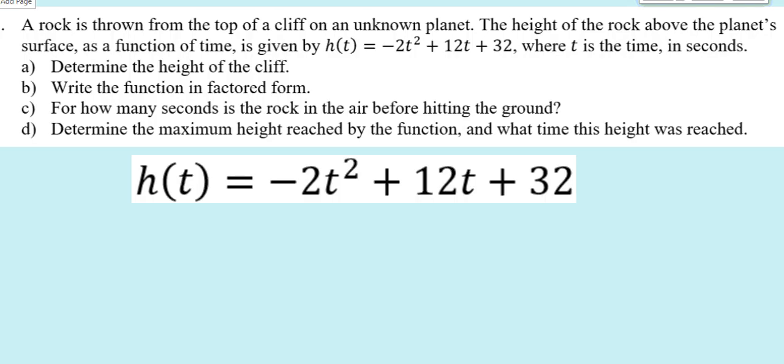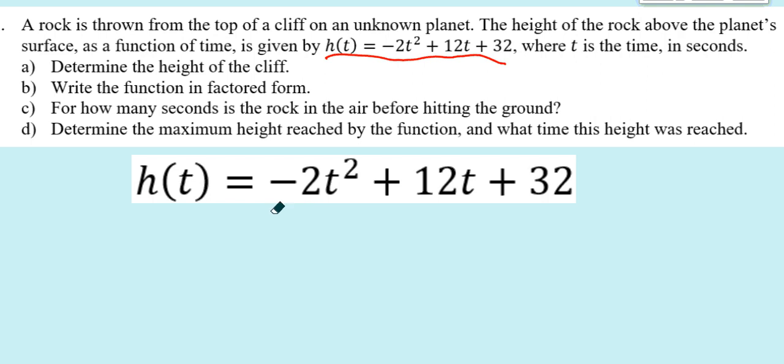The question says, a rock is thrown from the top of a cliff on an unknown planet. The height of the rock above the planet's surface as a function of time is given by this equation, where t is time in seconds. I'm guessing m is height in meters. It doesn't say that, it probably should, but let's go with m in meters, height in meters.